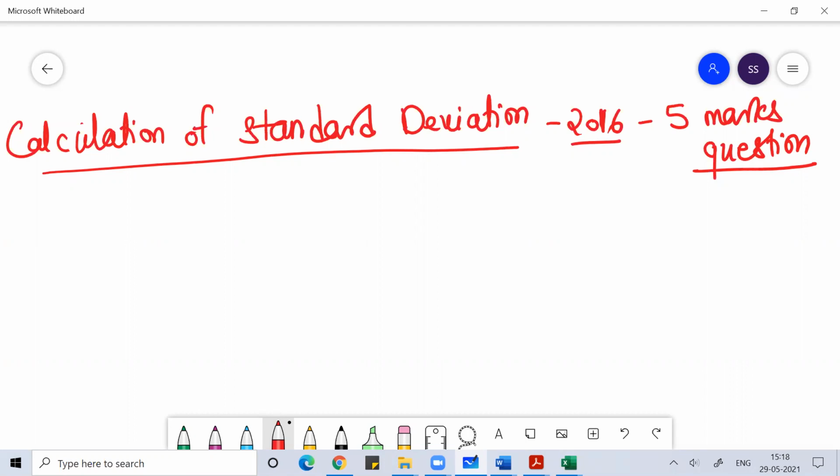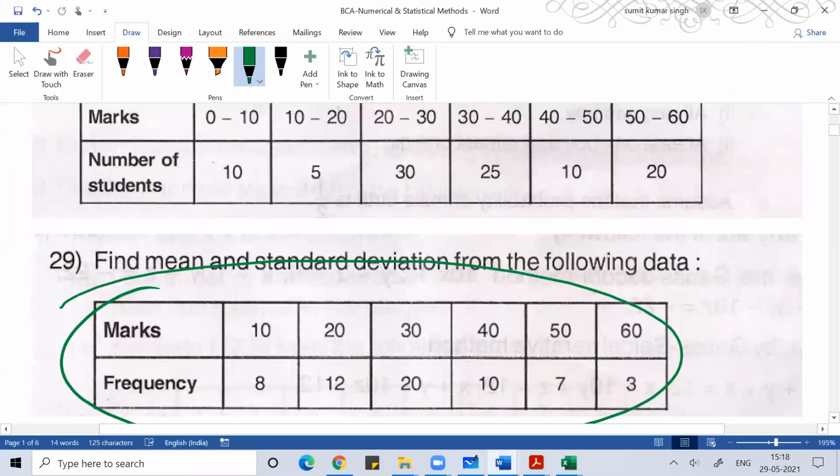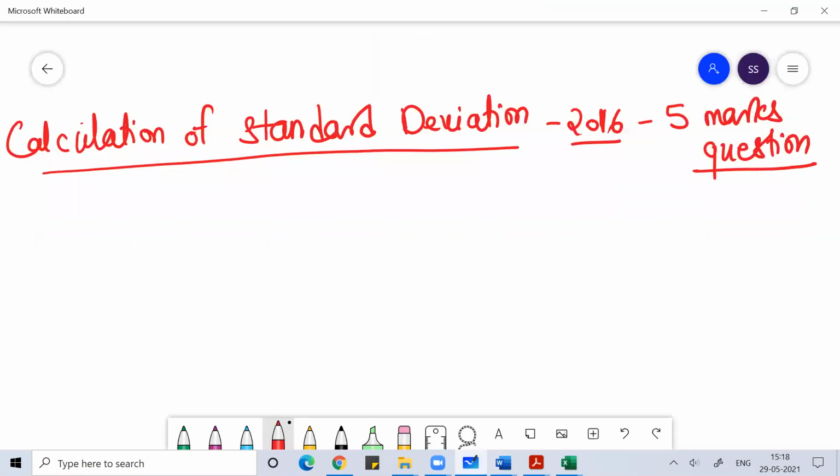So we need to find the standard deviation here. So marks and frequency. This marks means x value. These are x values. Frequency is your f value. Okay. So marks is given 10, 20, 30, 40, 50, 60. That is your x value.